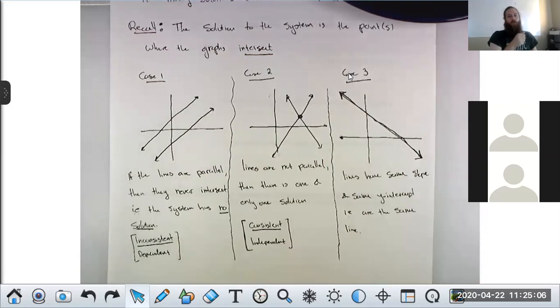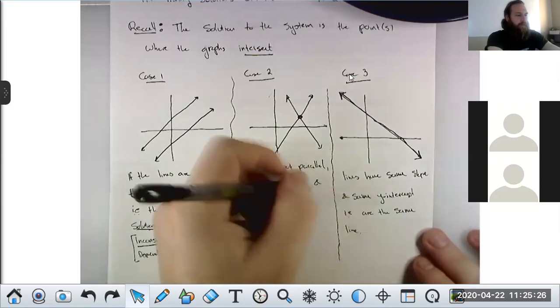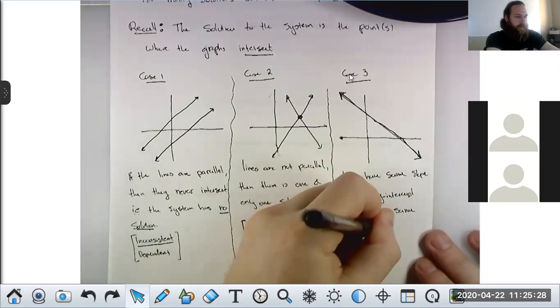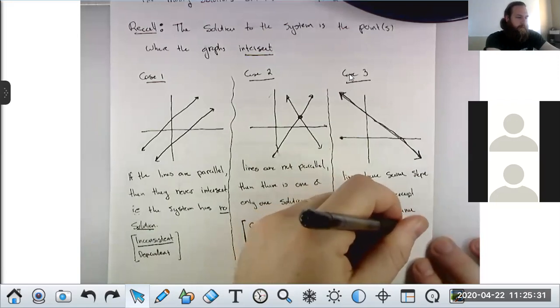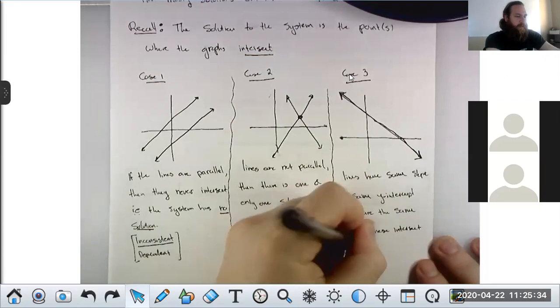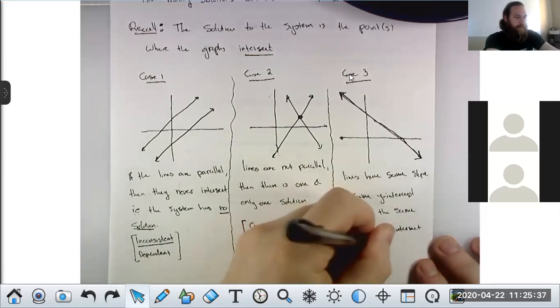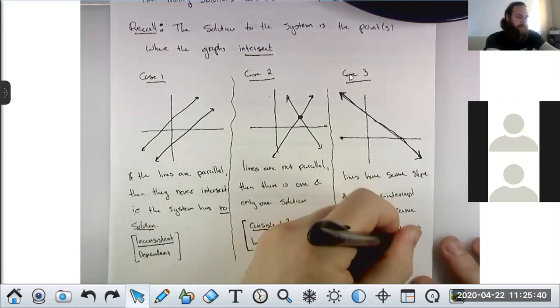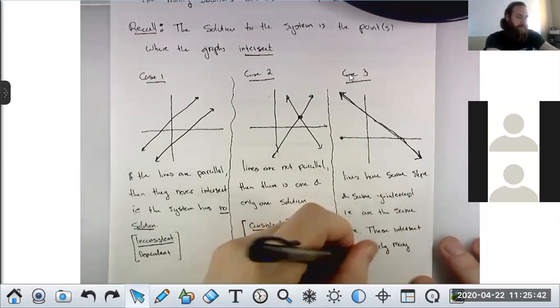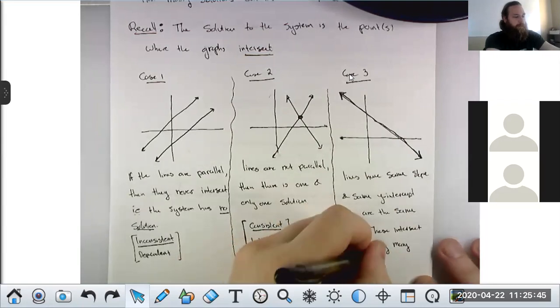So we really don't have two lines, we really just have one line. Well, how many places do those guys intersect? Yeah, everywhere. So these guys, they intersect everywhere, or intersect at infinitely many points. So we'd say there are infinitely many solutions.